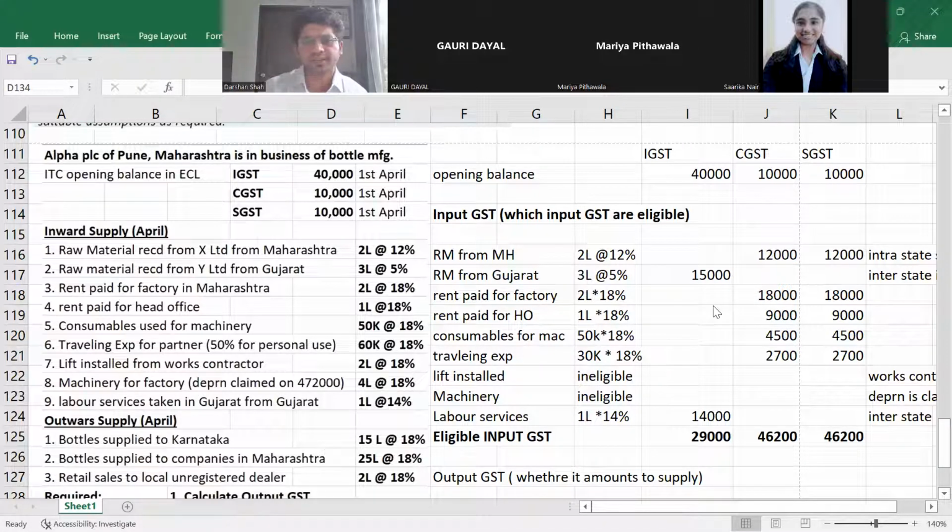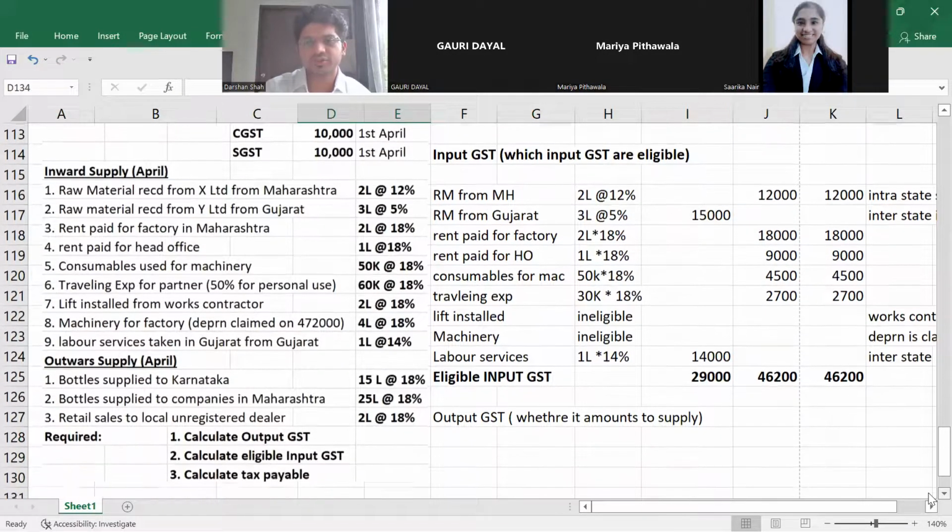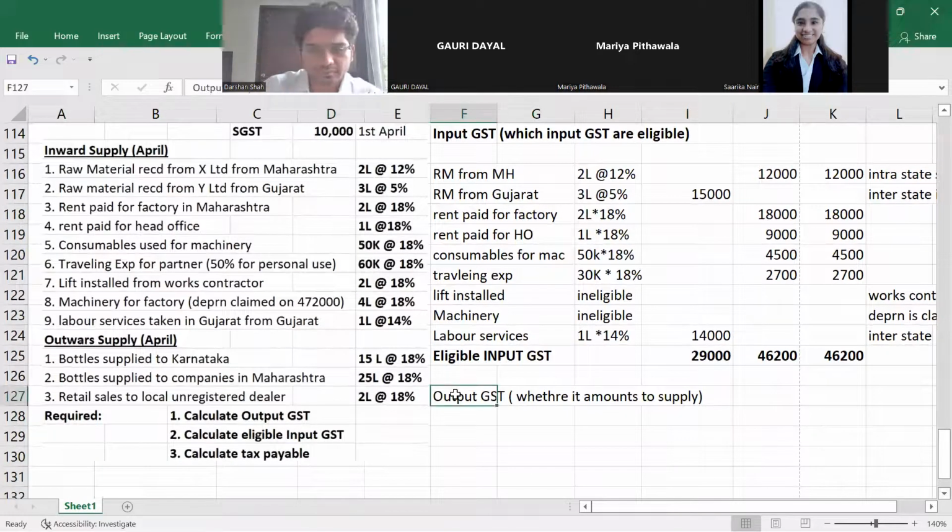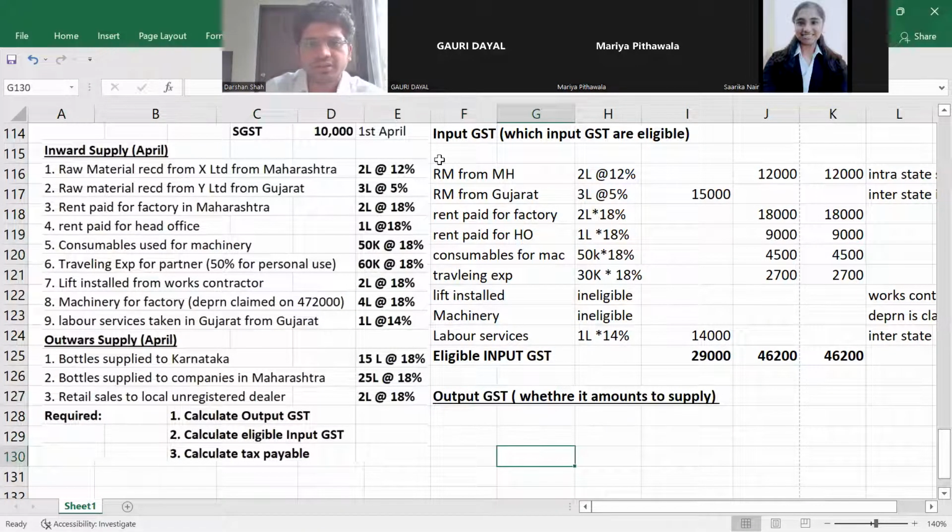All right. Next. So now input GST is done. Let us focus on output GST now. Output GST, also same thing. Any doubt, guys?